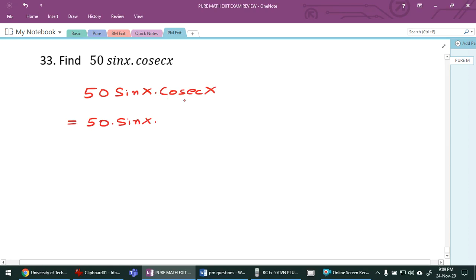Now what is the rule for cosec x? Cosec x is 1 divided by sin x. We have the rule, cosec x is 1 by sin x. So I put that, cosec x changed to 1 by sin x. Now sin x and sin x will cancel. 50 into 1, the answer is 50. That's all.